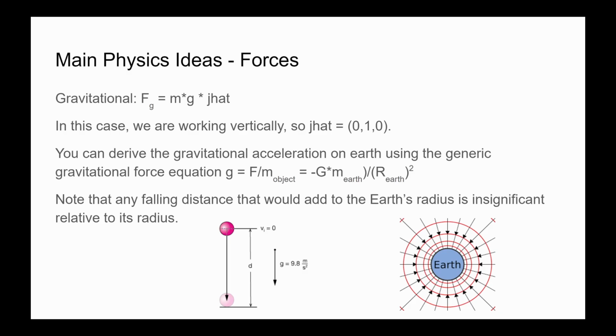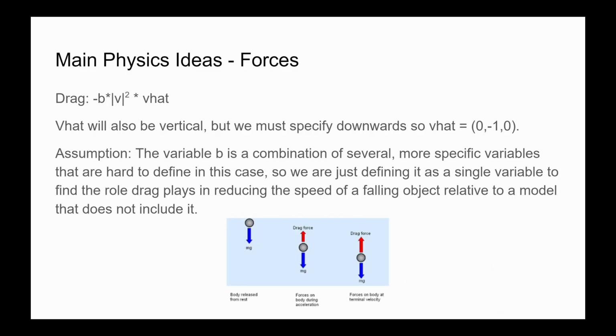The next force is the drag force, which is negative a constant b times the speed squared times v hat. And v hat is also vertical, but it's moving downwards, so we're going to specify that it's 0, negative 1, 0 as a vector. An assumption that we're making is we're using the variable b, which is the combination of several more specific variables that are hard to define in this case. So we're just calling it b because we're only looking for the relationship between the two computational models.